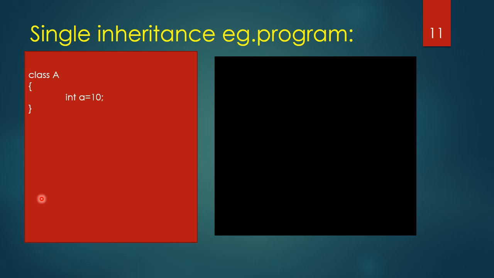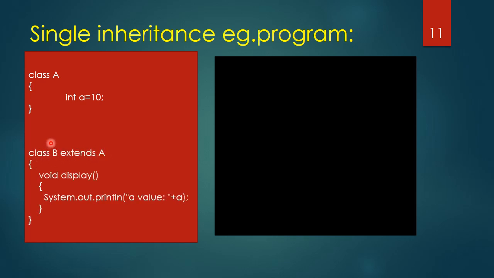So the class A contains only one property. Properties means that a property may be a variable or a method in a class. In this class I have taken only one variable, that is int a equals to 10, and class B extends A.